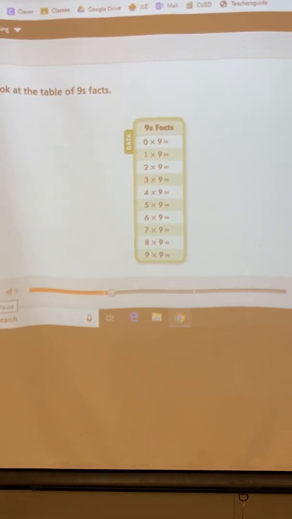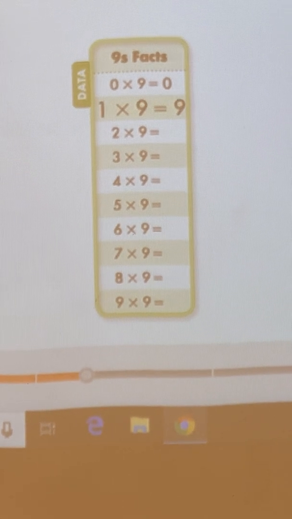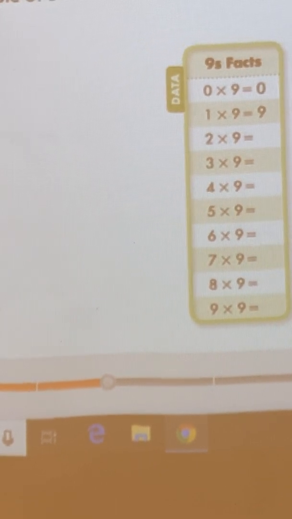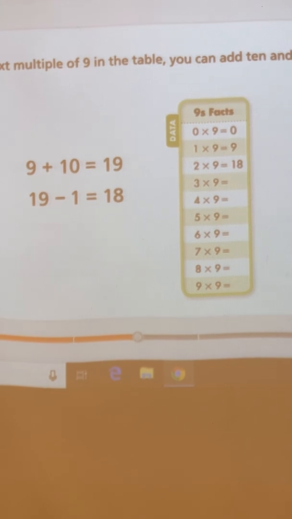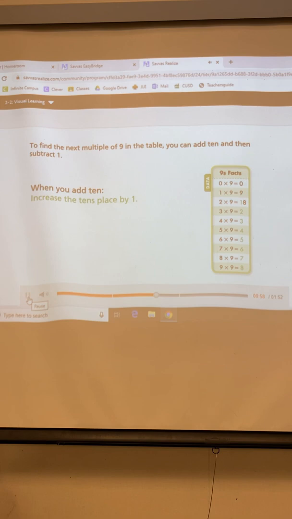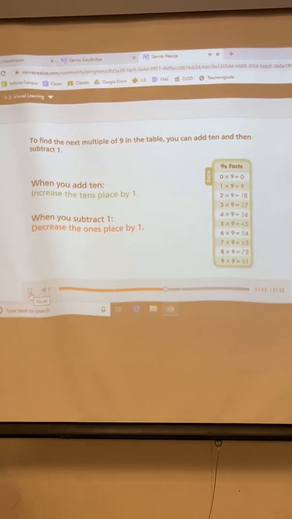Look at the table of 9's facts. 0 times 9 equals 0. 1 times 9 equals 9. To find the next multiple of 9 in the table, you can add 10 and then subtract 1. When you add 10, increase the tens place by 1. When you subtract 1, decrease the ones place by 1. 8 times 9 equals 72. There are 72 roses in 8 packages of 9 roses.